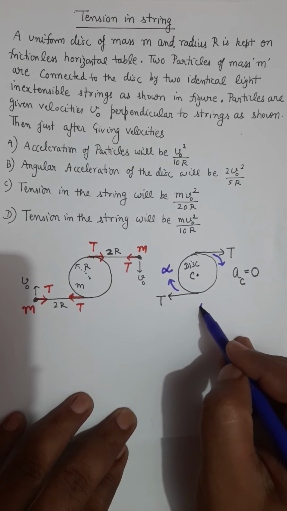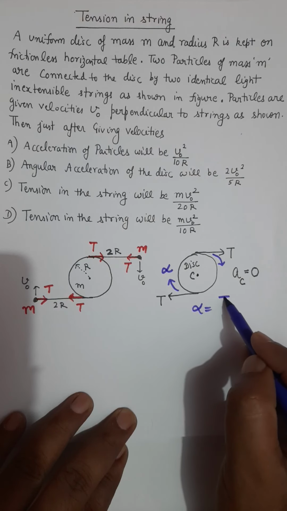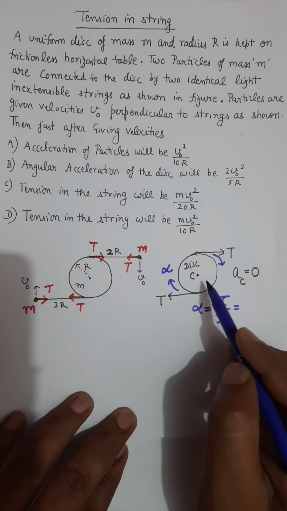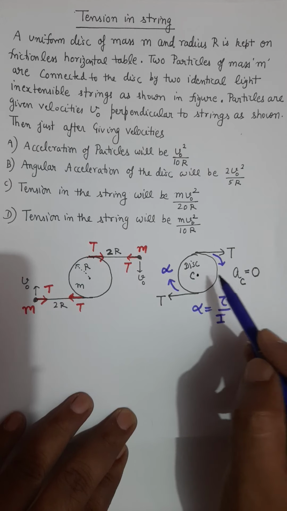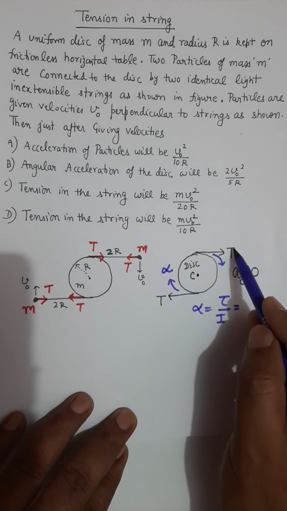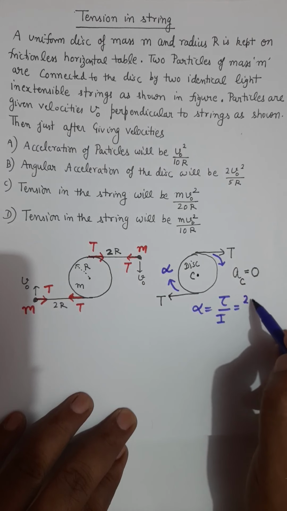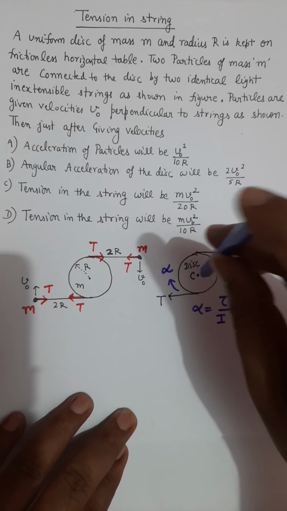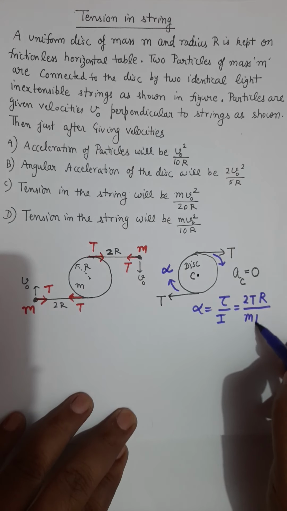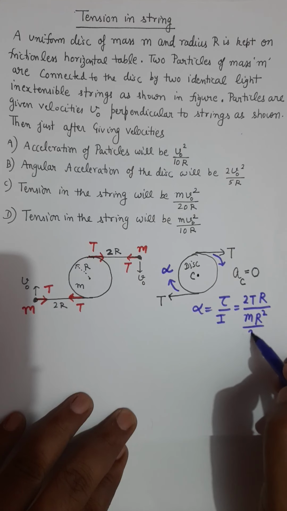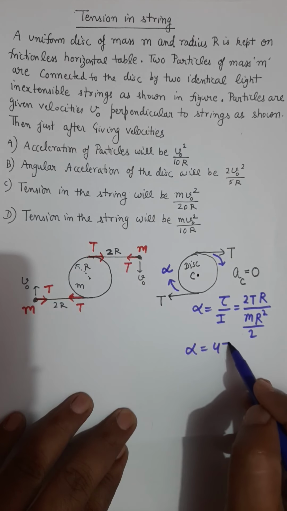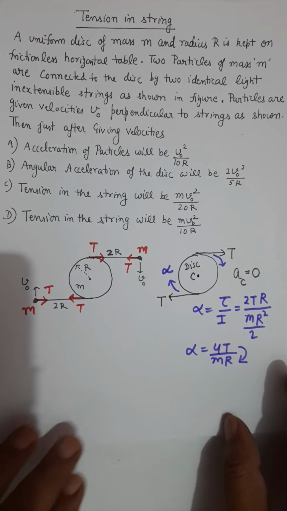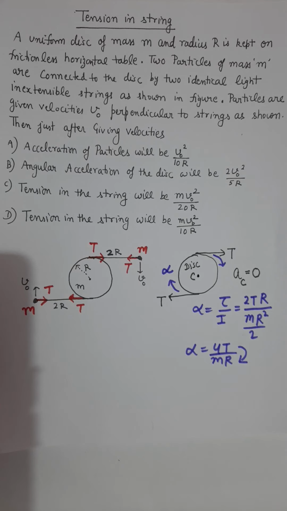And we can find this alpha by the basic relation, which is torque divided by moment of inertia. This torque will be calculated relative to the center of the disk. Relative to the center of the disk, the torque by these two forces will be 2 times T into radius. And the moment of inertia of the disk about this axis will be m r square over 2. So I get alpha equals 4T over m r. That's the value of alpha in the clockwise sense. So this is the angular acceleration of the disk in terms of tension force.